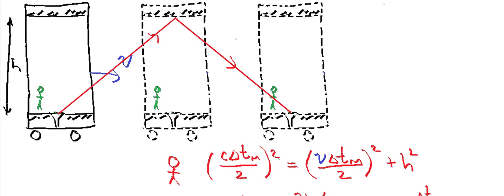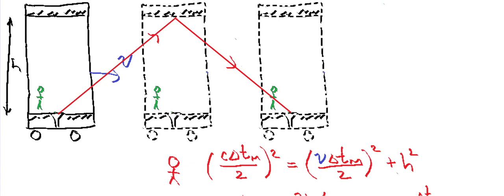The hypotenuse, the path I've drawn in red here, c delta t m over 2, is equal to v delta t m over 2. That's how far the train has traveled sideways in the time it took for the light to go from the floor to the ceiling, plus h squared. That's the vertical leg of this travel, right?